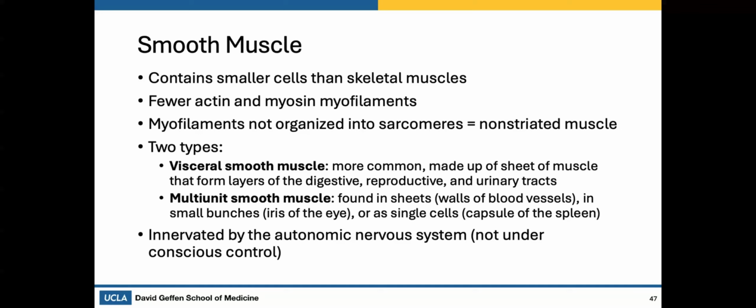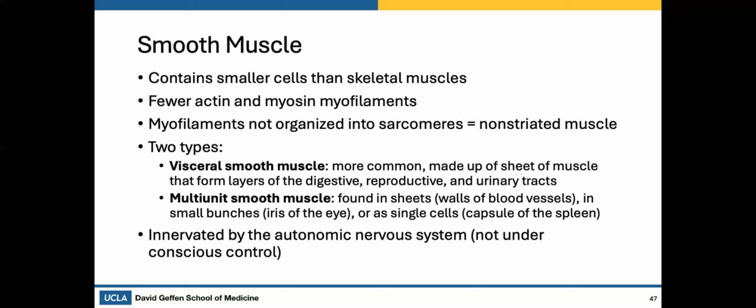Visceral smooth muscle is found in the walls of hollow organs, and it's composed of cells that are connected by gap junctions that allow electrical signals and ions to flow between them. They function as a single unit. When one cell contracts, the signal spreads to adjacent cells, resulting in a coordinated contraction of the entire muscle. They often exhibit rhythmic contractions, known as peristalsis, as seen in the digestive system.